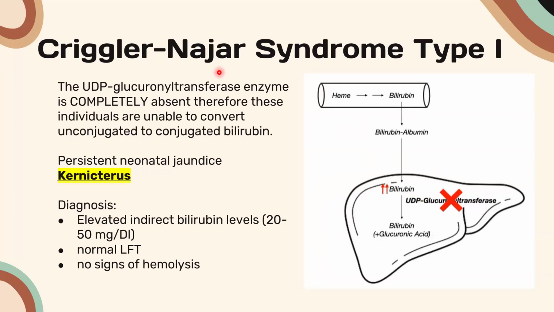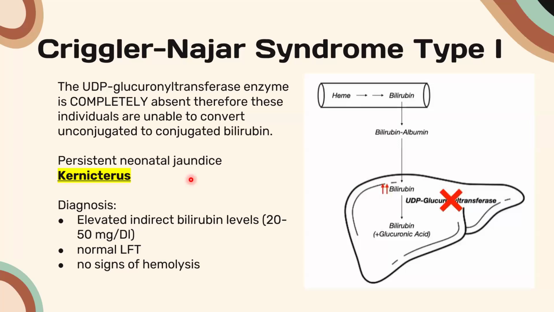Crigler-Najjar syndrome has two types: type 1 and type 2. The UDP glucuronide transferase enzyme is completely absent in type 1. And therefore, these individuals are unable to convert unconjugated to conjugated bilirubin because this enzyme is absent. So they can't carry out that reaction. What you're going to see is persistent neonatal jaundice.